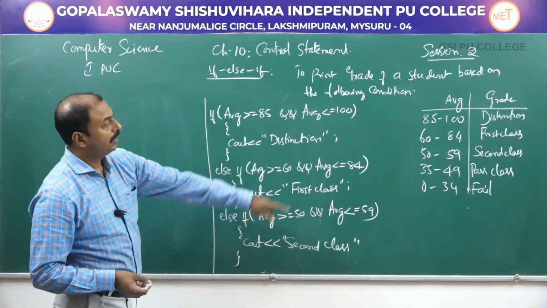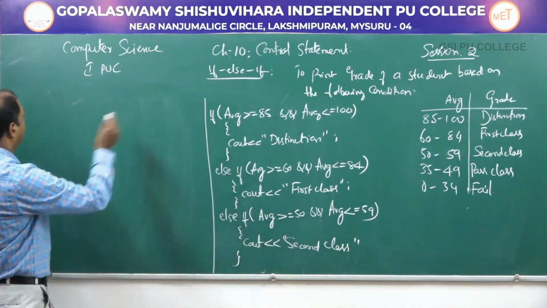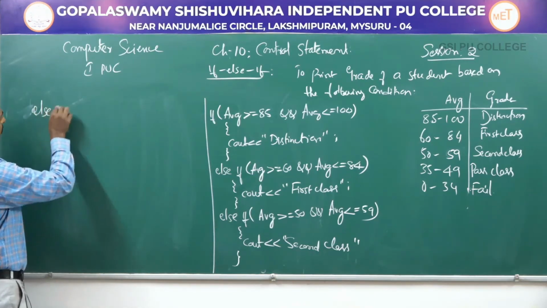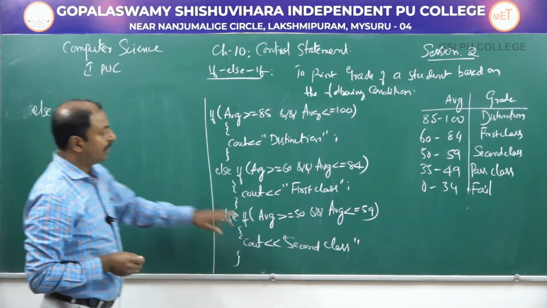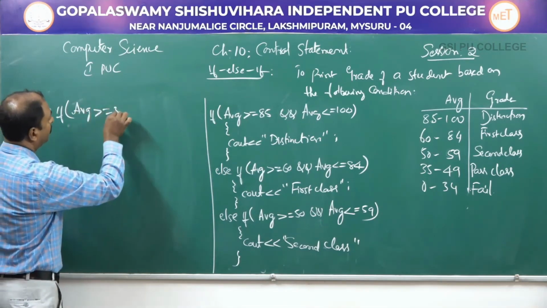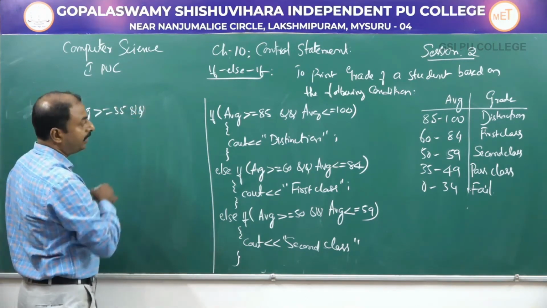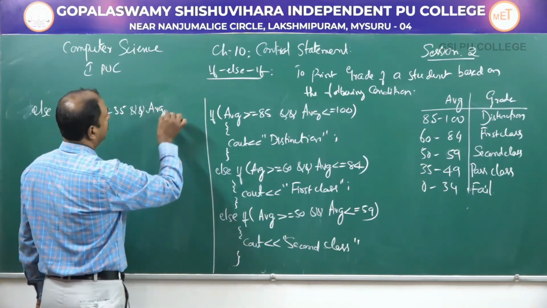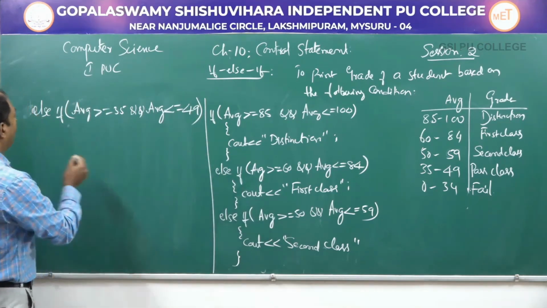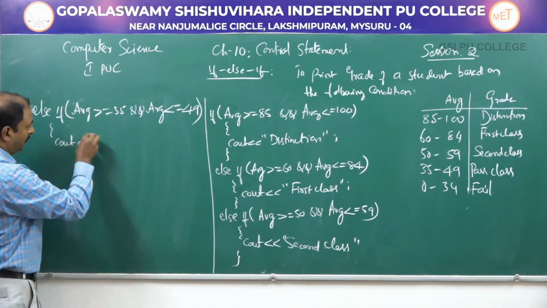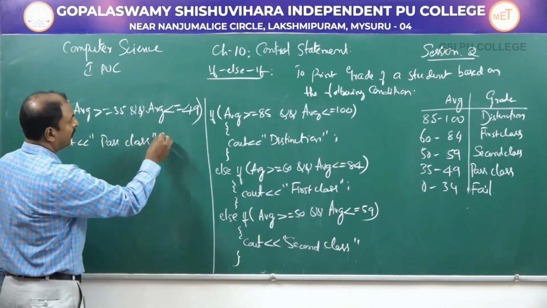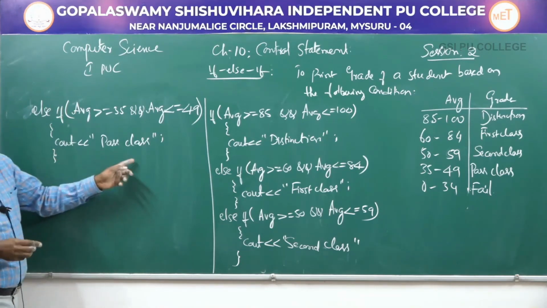After this, we have to check for pass class and fail class. So here else if condition. What is the condition here? After second class, we check for pass class, that is average is greater than or equal to 35 and average less than or equal to 49. This is the condition for pass class. If it is true, we print cout pass class, semicolon, close it. So this is for pass class.